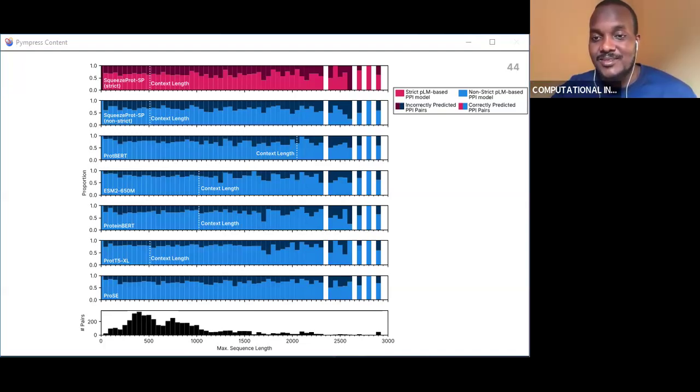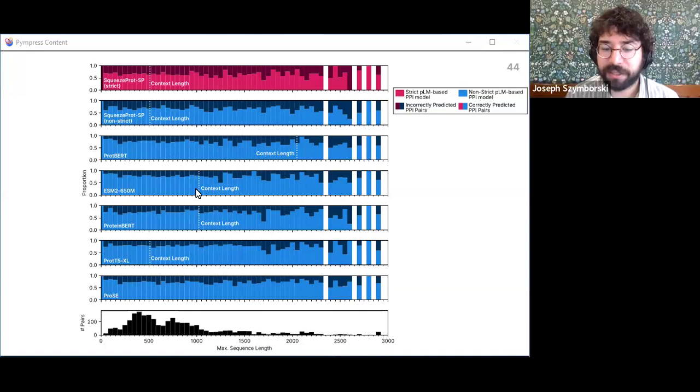Gabriel asked a question, and it sort of hints at that. He was asking how do embeddings from protein language models compare to handcrafted biochemical features in predicting protein-protein interaction. Oh, so I see it. Sorry, I didn't see the chat.